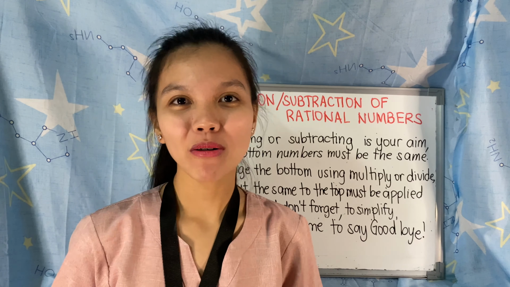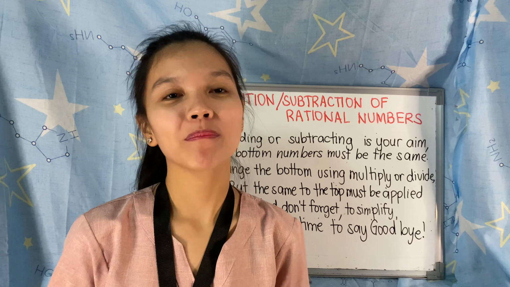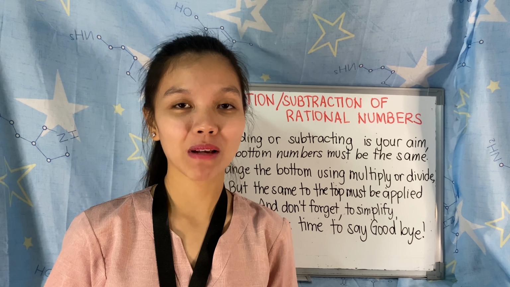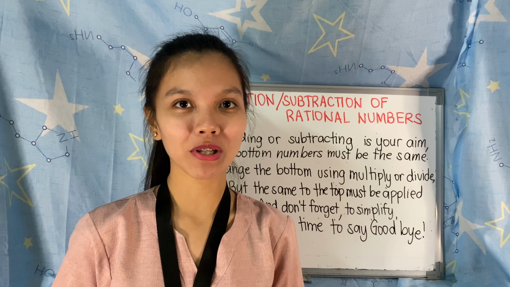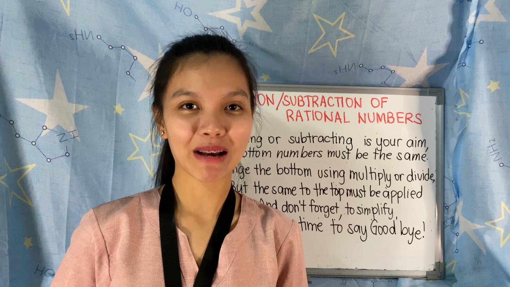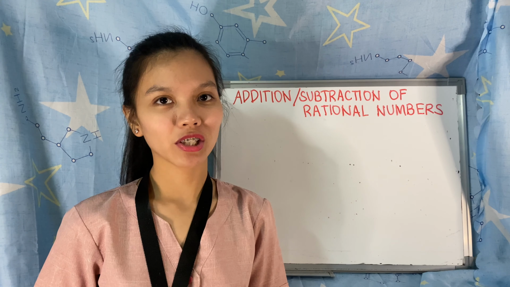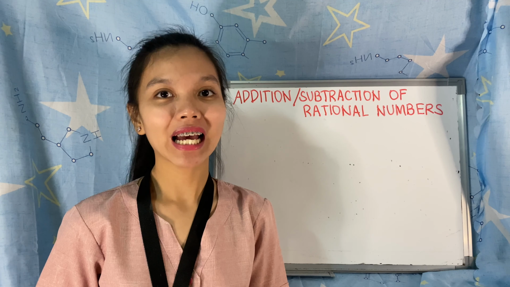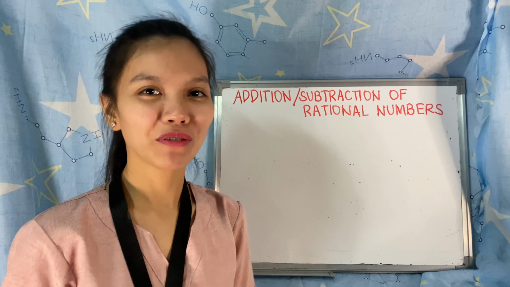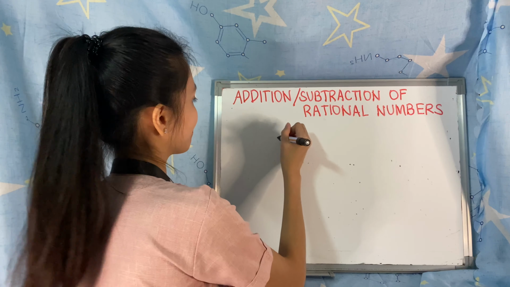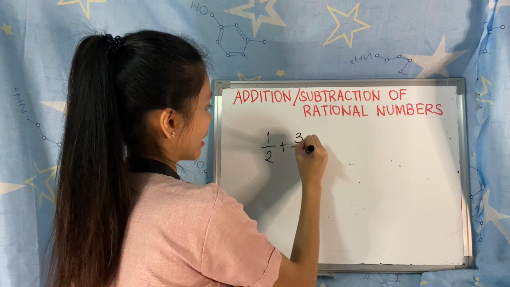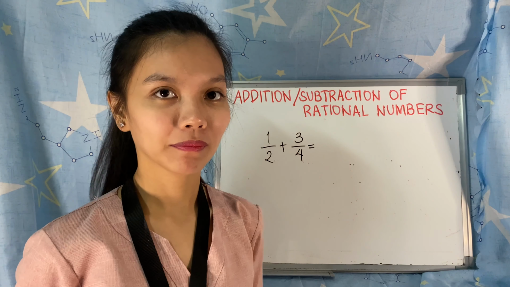Okay, so now we can move on to our next examples where we are going to add and subtract similar fractions or rational numbers with different denominators. Now I'll be giving you examples of addition and subtraction of similar fractions or rational numbers with different denominators. For the first example, we have 1/2 plus 3/4, what will be the sum?